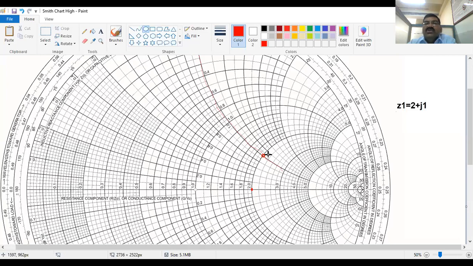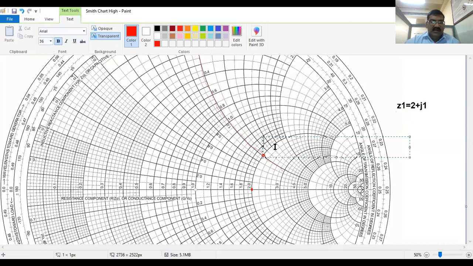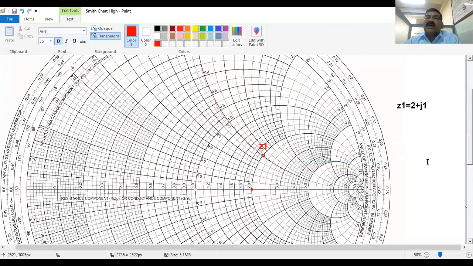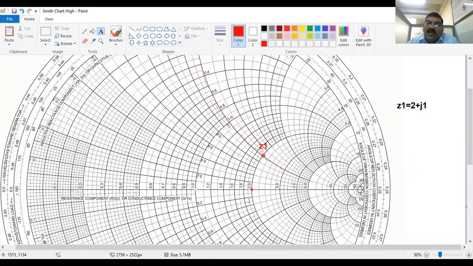Okay, so this is nothing but your Z1. I'll name this as the small Z1, this point. Do you understand how any impedance can be plotted? This is Z1. The real part, I'll repeat again, is on the horizontal line, so this is 2, and the imaginary part is on this line.